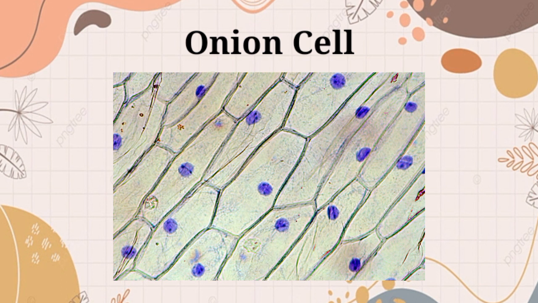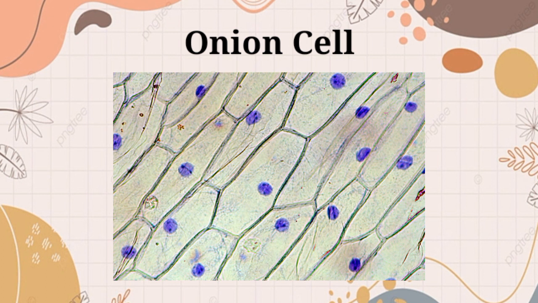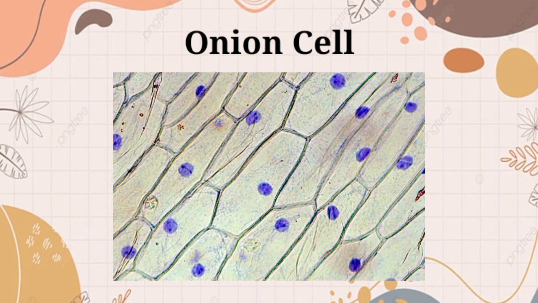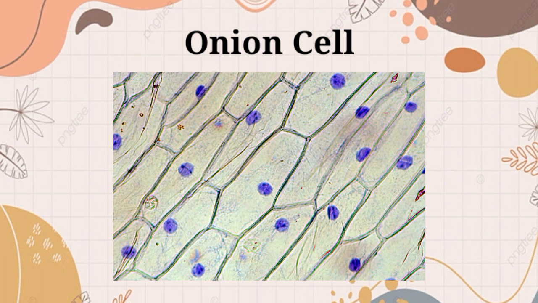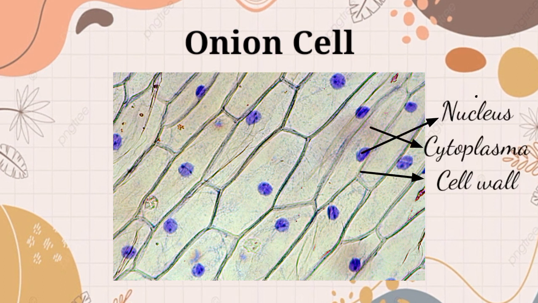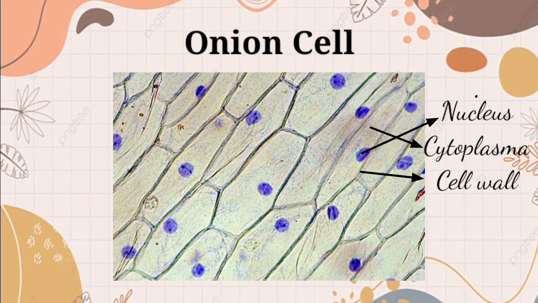If we observe a plant cell directly under a microscope, it will look like this. This is an example of a plant cell, namely an onion cell. Here we cannot see all the organelles. We can only see the nucleus, cytoplasm, and cell wall. Inside the cytoplasm are many organelles.